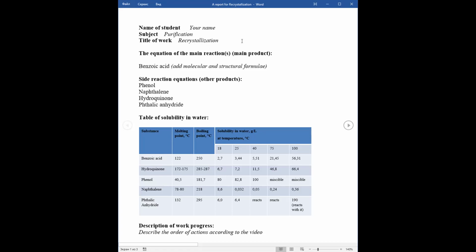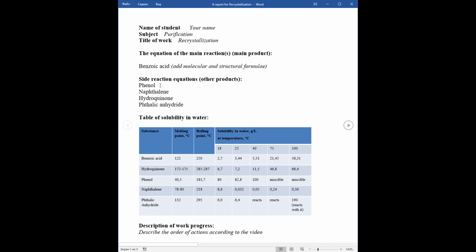For example, for recrystallization, the next should be the equations or the products of the given work. For the second work, there should be benzoic acid, the main substance. You should add its molecular formula and also structural formula. The structural formula you could build in ChemSketch. Later we also will work in it today to make some formulae.